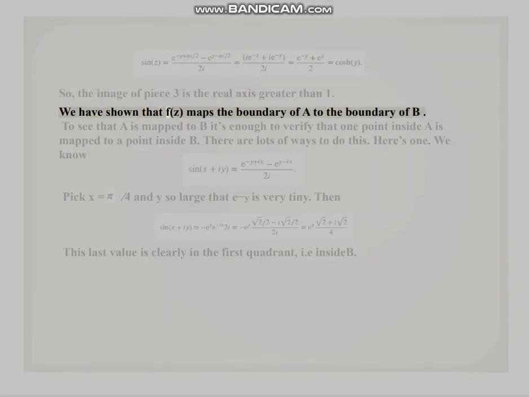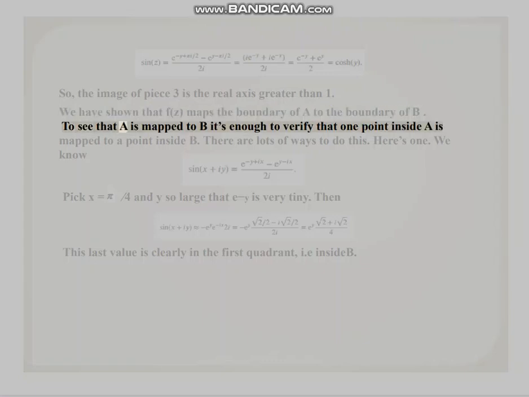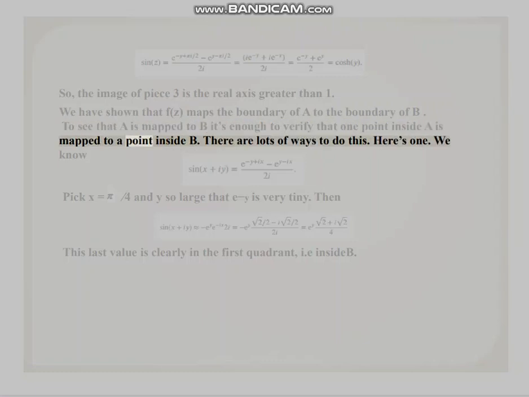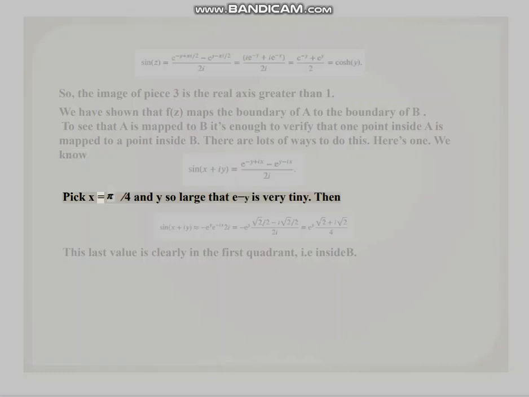We have shown that f(z) maps the boundary of A to the boundary of B. To see that A is mapped to B, it's enough to verify that one point inside A is mapped to a point inside B. There are lots of ways to do this. Here's one. Pick x = π/4 and y so large that e^(-y) is very tiny. Then, this last value is clearly in the first quadrant, i.e. inside B.